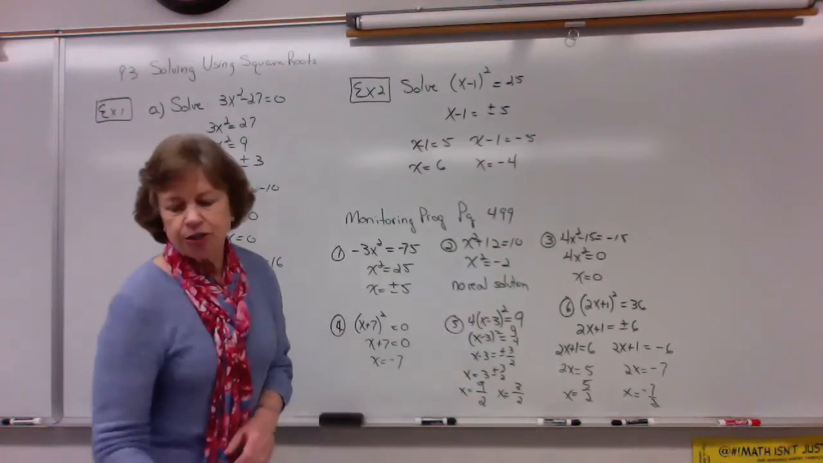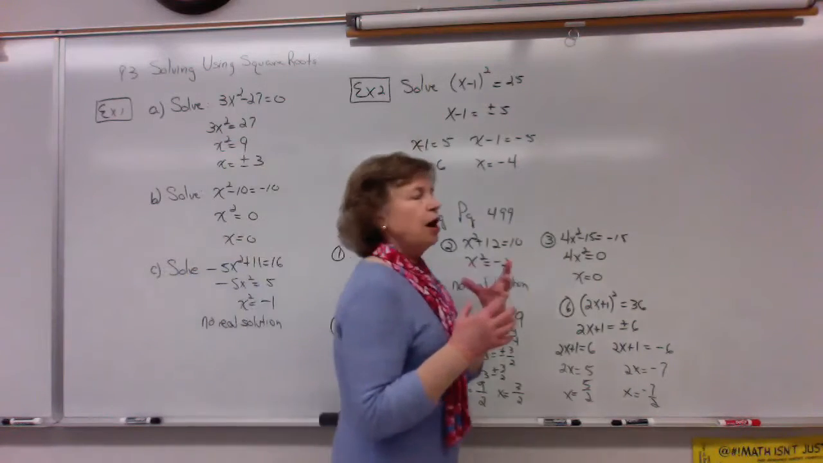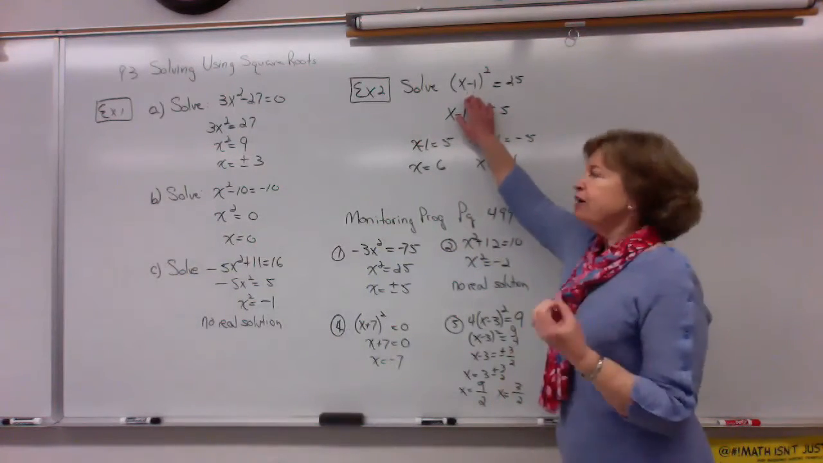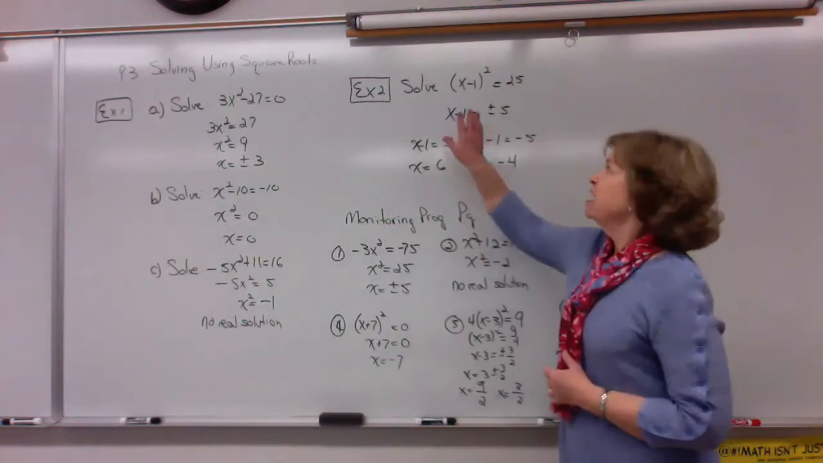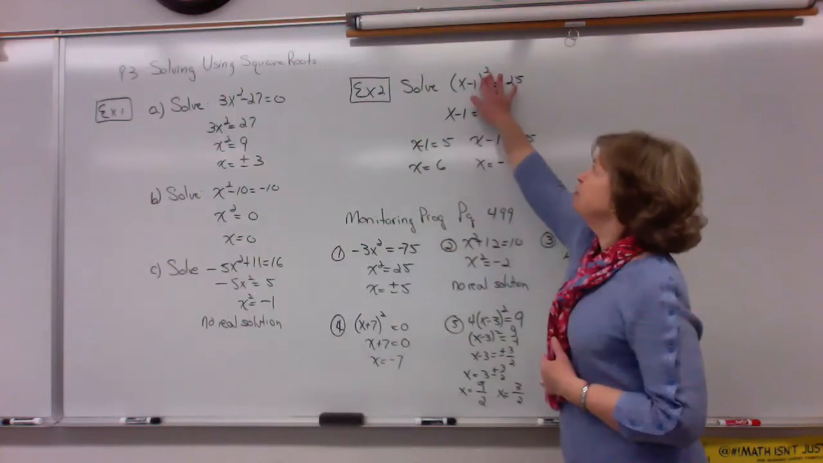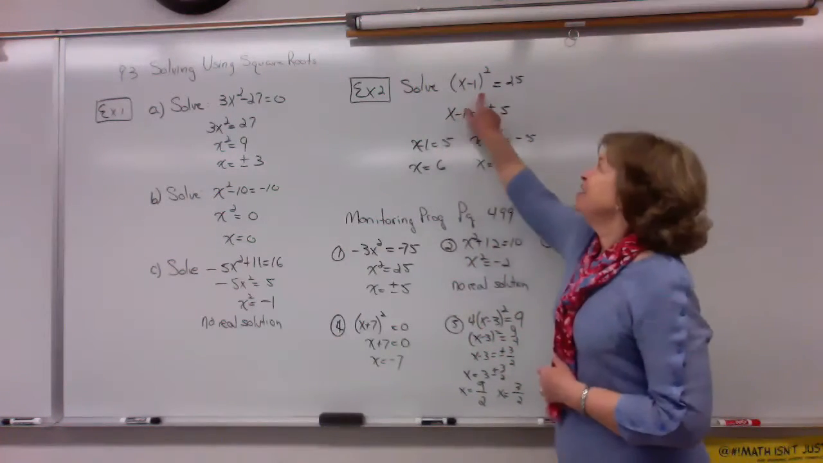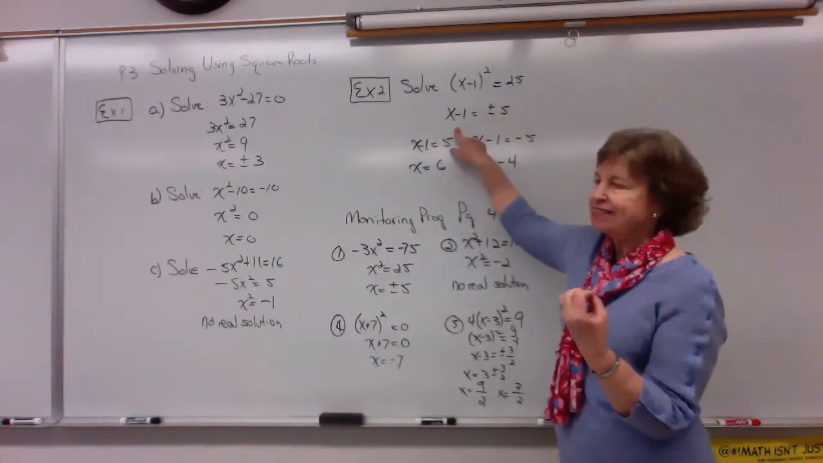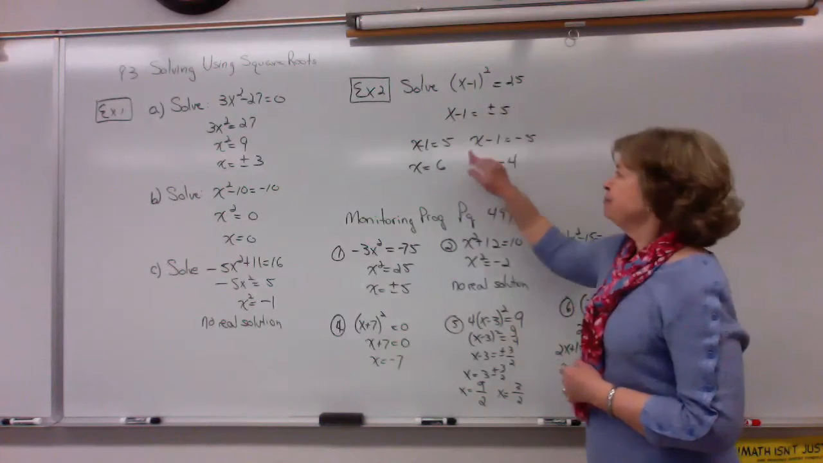Look at example 2. This is on the next page in your textbook. This time they gave it to you, looks sort of like vertex form. So I have an x minus 1 squared equal to 25. I'm taking the square root of both sides. Whatever I have that's underneath that radical, when I take the square root, is going to be x minus 1. So I don't have to worry, whatever is here, when I take the square root, is going to be whatever was in those parentheses. So x minus 1 on this side, plus or minus 5.